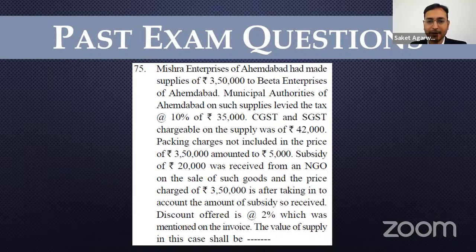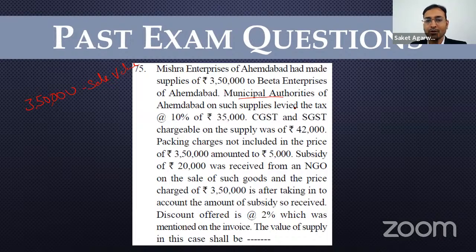Mishra Enterprises of Ahmedabad had made supplies of 3,50,000. So let's put down 3,50,000. This is the original sale value. Municipal authorities of Ahmedabad on such supplies levied the tax at 10% of 35,000. So municipal taxes, does it have to be included? Yes, it has to be included. This was the first item mentioned in our compulsory inclusion list.